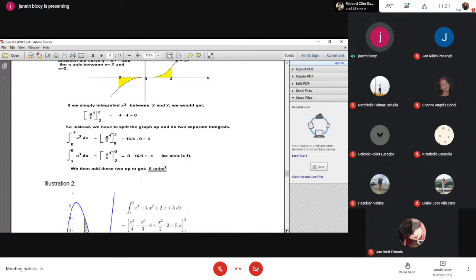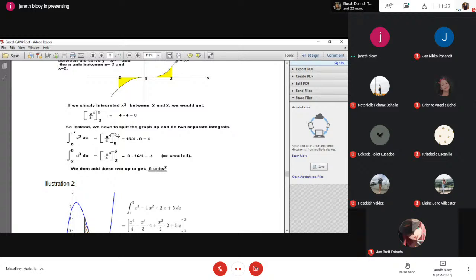So for this case, we are going to split the graph into 2. Same, this is y equals x cubed. We get the area of each using the definite integral, and each has a different lower limit and upper limit. The first is -2 to 0, then here 0 to 2. So the integral from 0 to 2 of x cubed dx is x to the 4 over 4, and that is equal to what?